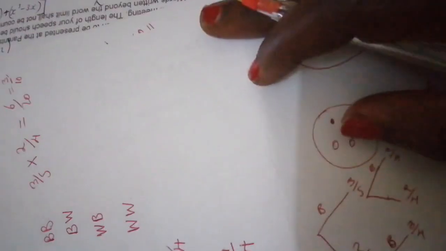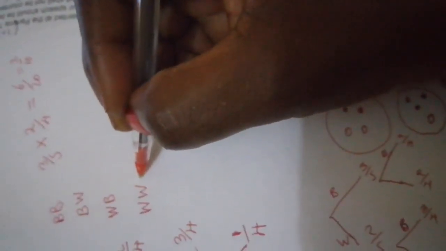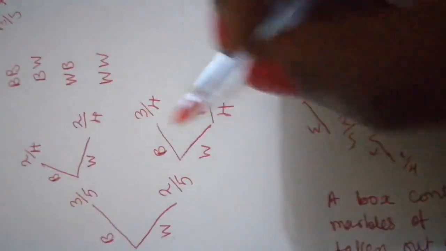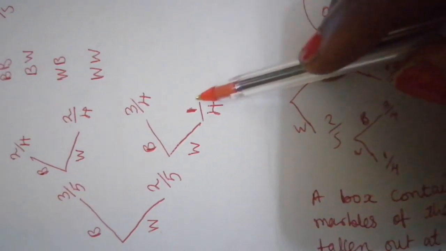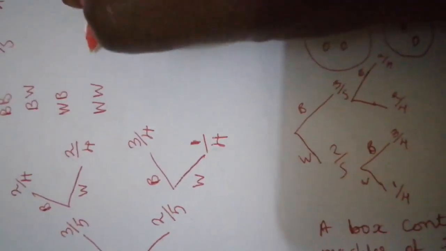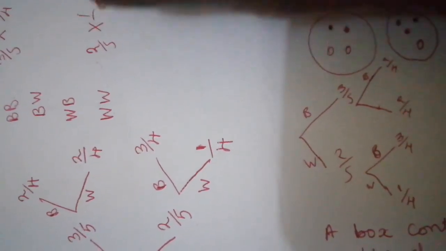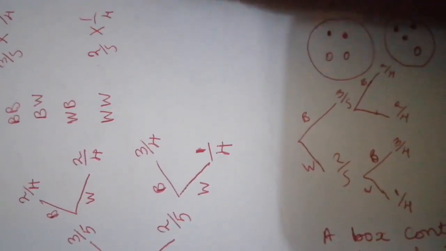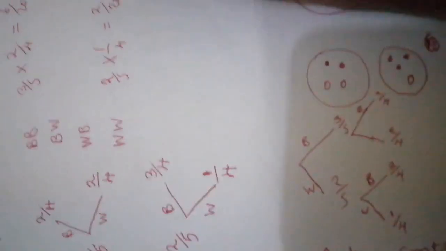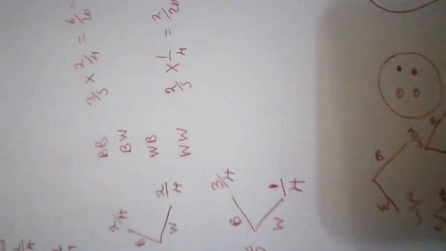Then the probability of picking white marbles in the first and second draw, we do the same thing. We get this, multiply by 1 over 4. So we are saying 2 over 5 times 1 over 4, giving us 2 over 20, which can be simplified to 1 over 10.